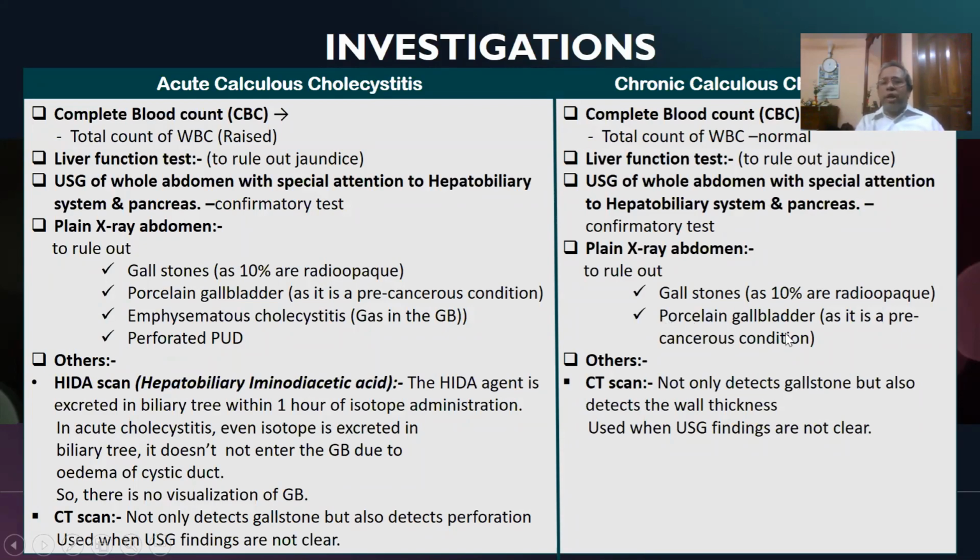And the important thing is that porcelain gallbladder is a precancerous condition. Though there is no stone in the gallbladder, the gallbladder must be removed, because in future, at any time, the patient may turn into malignancy, carcinoma of the gallbladder. For that reason, one of the indications for cholecystectomy is porcelain gallbladder. A CT scan not only detects the stone but also the wall thickness. You can easily look at the wall thickness on the CT scan, and it can also detect the patient having a gallstone along with chronic cholecystitis.